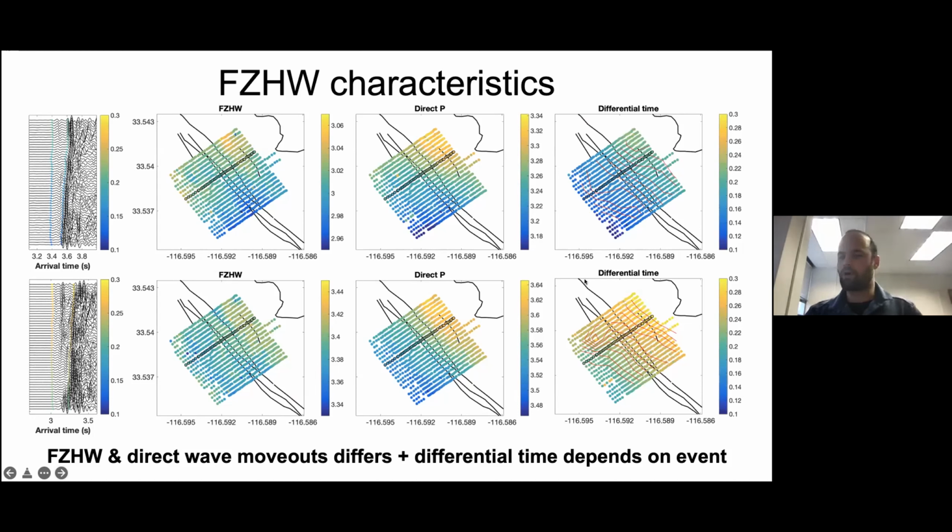You can see for this bottom event, generally speaking, those differential times are elevated by a few fractions of a second. So that just simply tells us that this event that generated this differential time is an event that's either on the fault or near the fault and farther away from our recording station compared to the event shown in the top panel. Okay, so that's the visual idea of what's going on here.